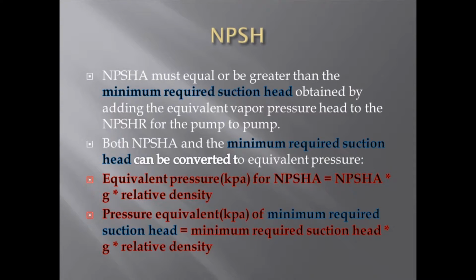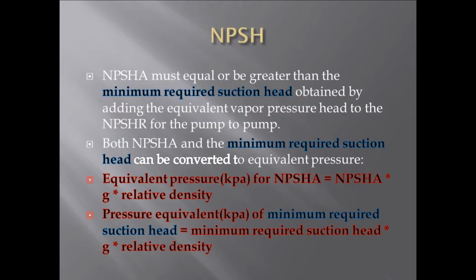The net positive suction head available must equal or be greater than the minimum required suction head, obtained by adding the equivalent vapor pressure head to the net positive suction head required, for the pump to pump. Both net positive suction head available and the minimum required suction head can be converted to equivalent pressure.